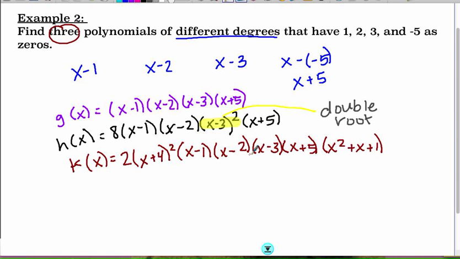So ultimately, as long as it has those roots in it, we can use the factor theorem to help write a polynomial. I could multiply this out if I wanted to. If I wanted to determine the degree of this polynomial, I've got 2 here, 3, 4, 5, 6, 7, 8. So this would be an 8th degree polynomial. K of x would be an 8th degree. So take note of that just so you guys don't feel like you have to multiply it all out to identify its degree.